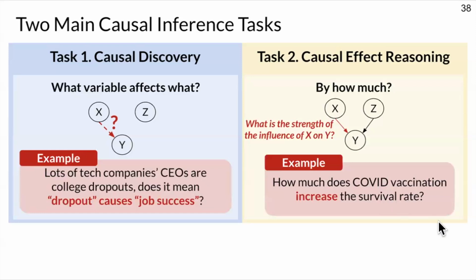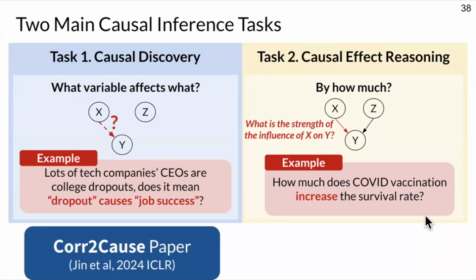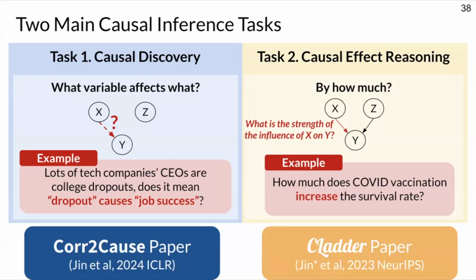And corresponding to some test cases that are good for early stage language model testing, we can also have daily cases, such as if language models have read a lot of news articles saying lots of tech company CEOs are college dropouts, does it mean dropout causes job success? And the other cases like COVID vaccinations, exact causal effect on survival rate. So we do have work on each of these two types of reasoning skills under our Corr2Cause, correlation to causation paper, and CLadder paper, like climbing the causal ladder of different quantitative reasoning skills.